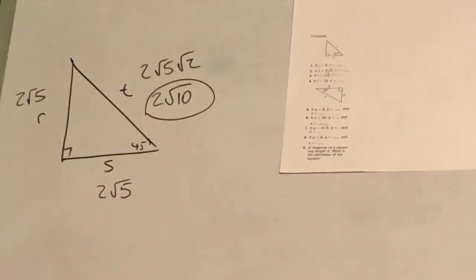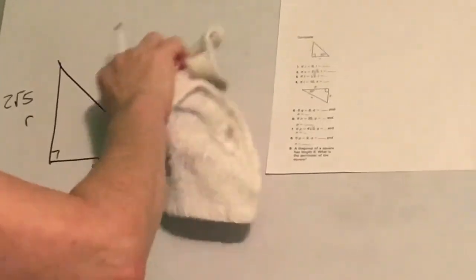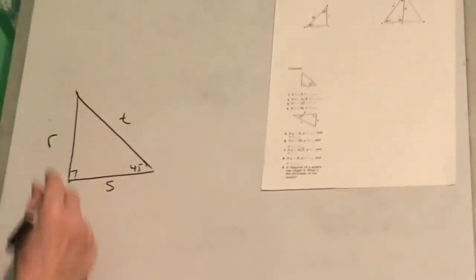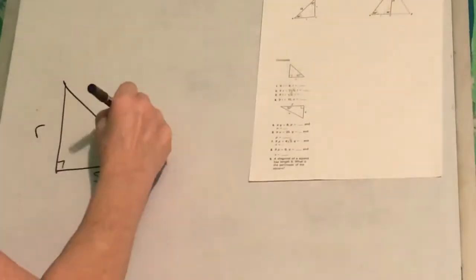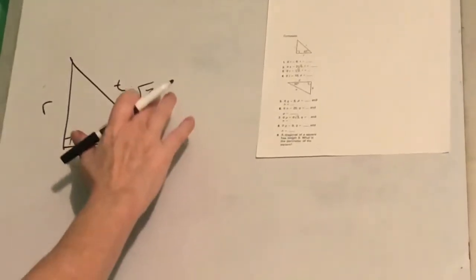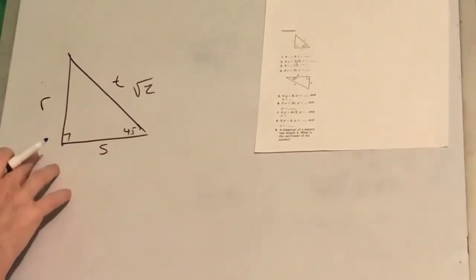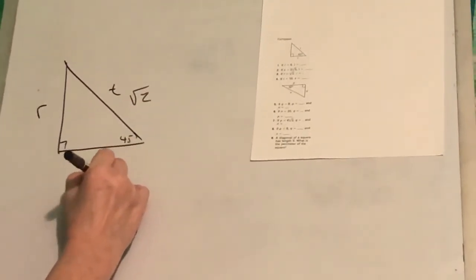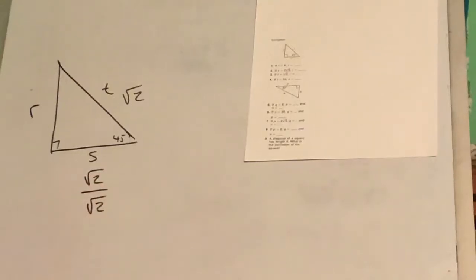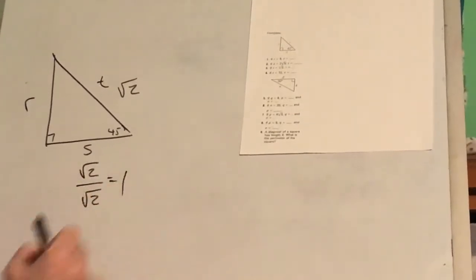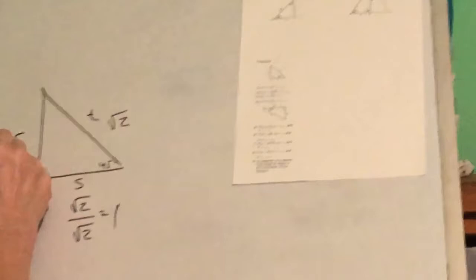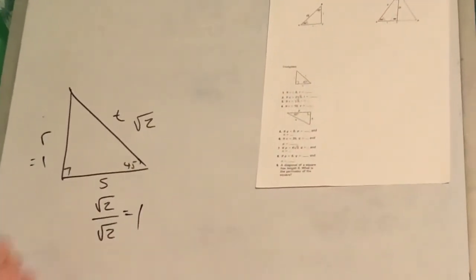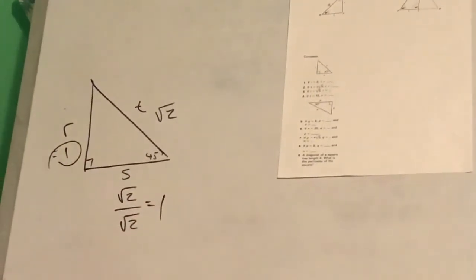In number 3, checking your work, hopefully you did well on these. Put my R back in here. For number 3, T is the square root of 2. So this time we know the hypotenuse and we're moving backwards to find the legs. So I have to divide by the square root of 2. Square root of 2 divided by the square root of 2, anything divided by itself is equal to 1. So if S is 1, then R is also equal to 1. So that's going to be the answer for number 3.